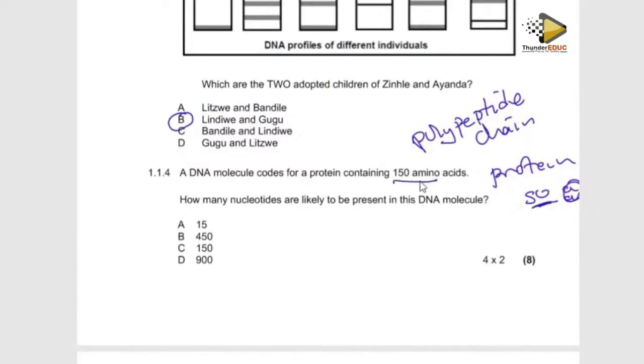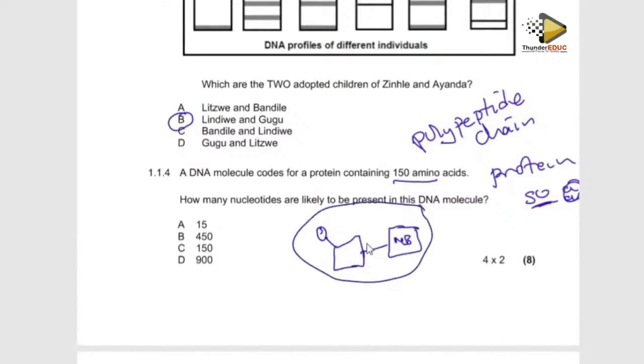So now they're saying the DNA molecule consists of 150 amino acids. Don't forget that each amino acid is coded by 3 anticodons, 3 bases on the transfer RNA. So they are asking how many nucleotides, and each base codes for a nucleotide. Remember, a nucleotide looks like this. This is what we call a nucleotide. So how many nucleotides are likely to be present in the DNA molecule? Remember, the DNA molecule codes for a protein containing 150 amino acids.